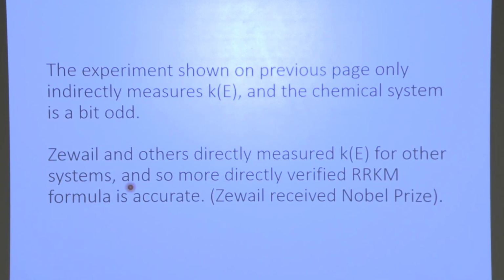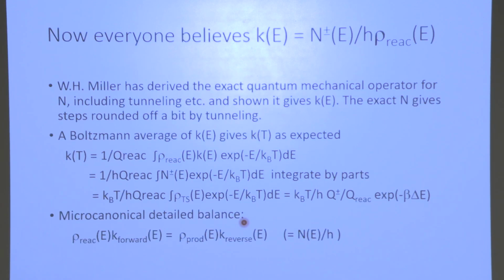Then after us, Zewail measured the rates more directly. We had to use an indirect way of doing it in our experiment. And so that was very directly verified. The RRKM formula is correct. And so then Zewail got the Nobel Prize for that. And now everybody believes it. And you can take the Boltzmann average of this thing, and it comes back to what you expect. So this is perfectly consistent with the regular transition state theory Boltzmann version.